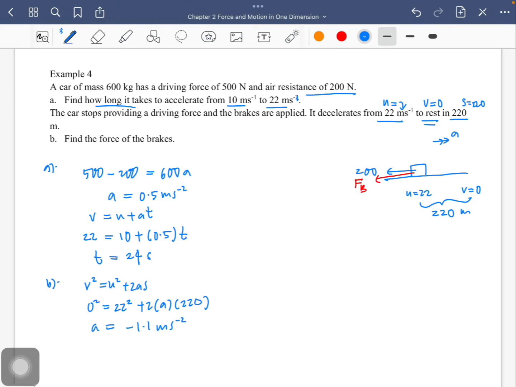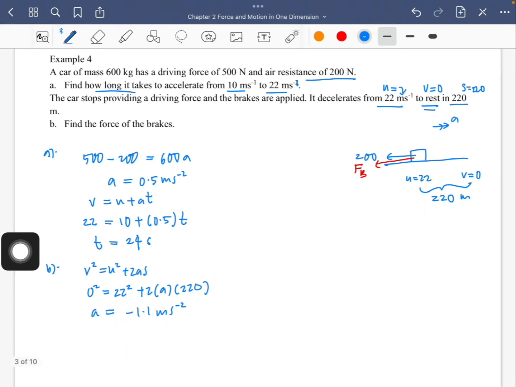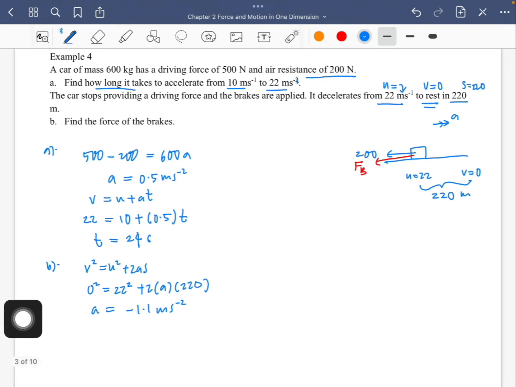When we get the acceleration, we need to check carefully. Our value of acceleration is negative, and it is logical because initially we have 22 meters per second, and it slows down to a velocity of 0 meters per second. So obviously we have negative acceleration, and our calculated value is correct. Then we apply Newton's second law. Looking back at our force diagram, what forces are involved? We have the braking force acting opposite to the direction of motion, and air resistance also acting opposite to the direction of motion.